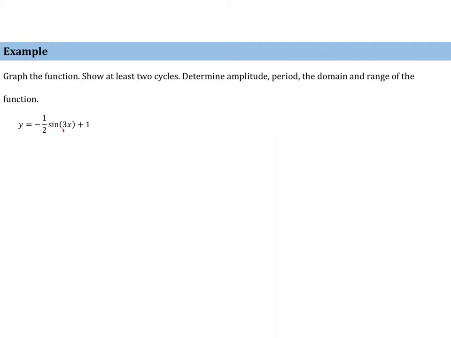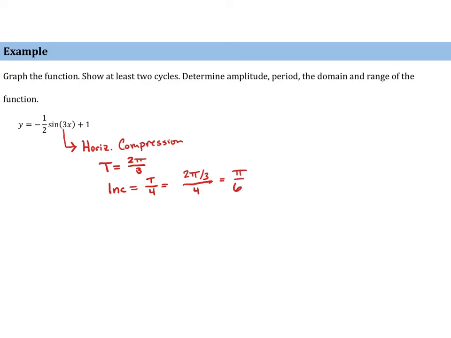So let's start with the inputs. We have a factor of 3 multiplying our x, and so that means that we have a horizontal compression. And so that's going to affect the period. The period is now 2 pi divided by 3, which, if we want to go ahead and mark out our increment while we're at it, the increment is the period divided by 4. So we have 2 pi divided by 3 divided by 4, which is pi over 6.